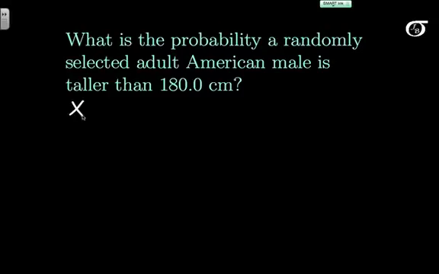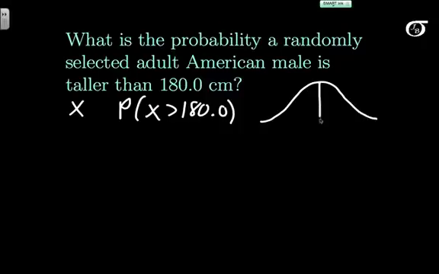Let's let the random variable x represent the height of this randomly selected adult American male. And we want the probability that x takes on a value that is greater than 180.0 centimeters. Well, if we draw out our distribution of heights with 176.3 in the middle, and 180.0 is over here somewhere, and we want the area to the right, that's going to give us the probability that x is greater than 180.